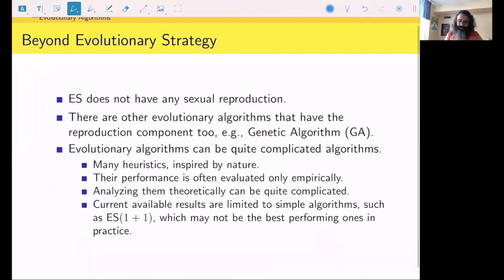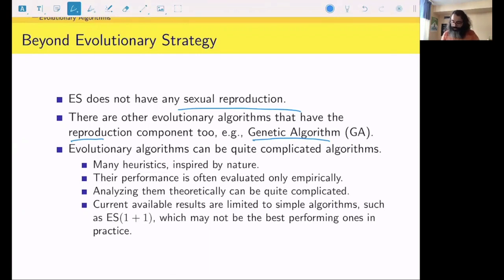Okay, so evolution strategy, the way I explained it, and I guess usually, does not have any sexual reproduction. So there is no combination of parents to generate a new individual. In some sense, this is like asexual evolution. But there are other evolutionary algorithms that have this reproduction component. The famous one is genetic algorithms.